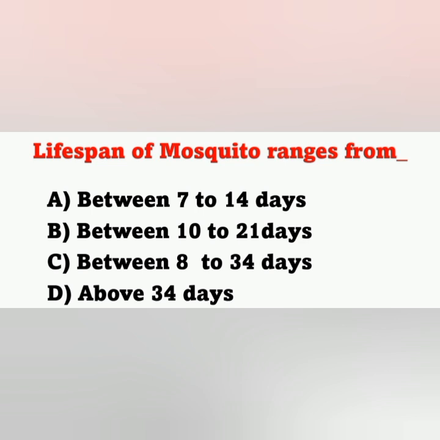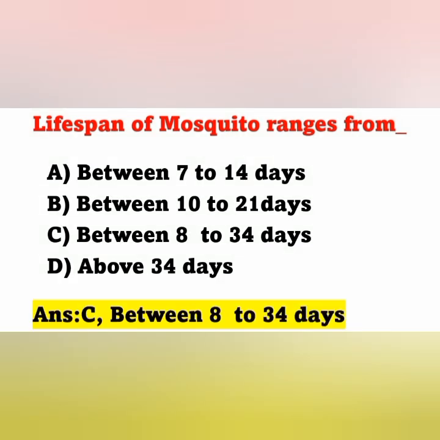And the next question, lifespan of mosquito ranges from options. Option A between 7 to 14 days. Option B between 10 to 21 days. Option C between 8 to 34 days. And option D above 34 days. And the correct answer is option C between 8 to 34 days. Normal lifespan of mosquito varies from 8 to 34 days.